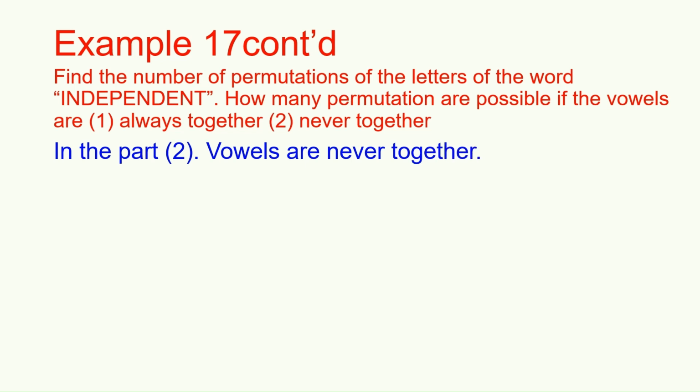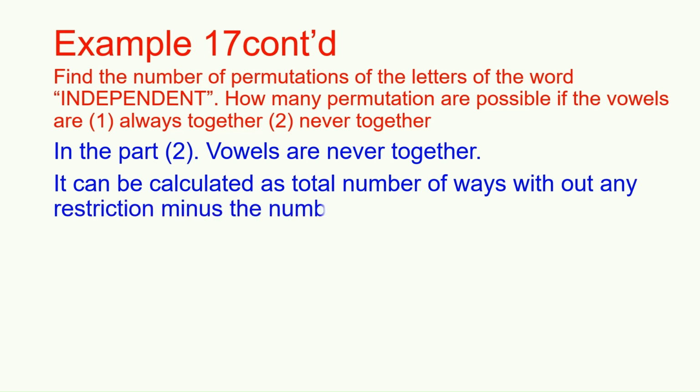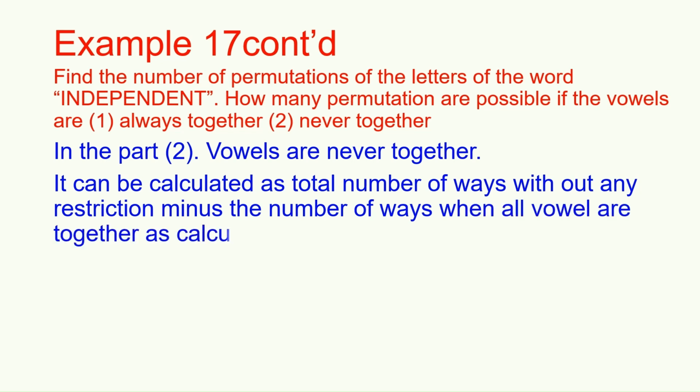In part 2, vowels are never together. It can be calculated as total number of ways without any restriction minus the number of ways when all vowels are together, as calculated in part 1.